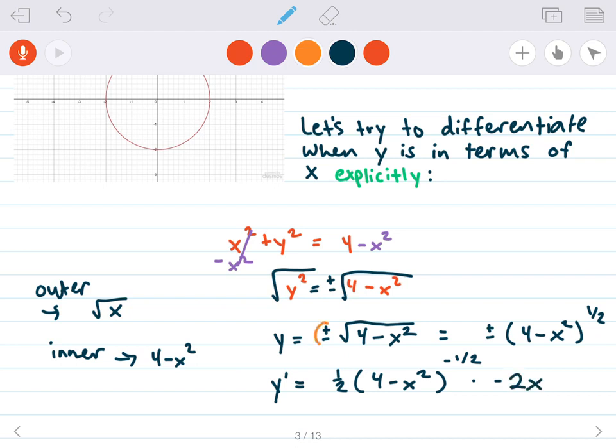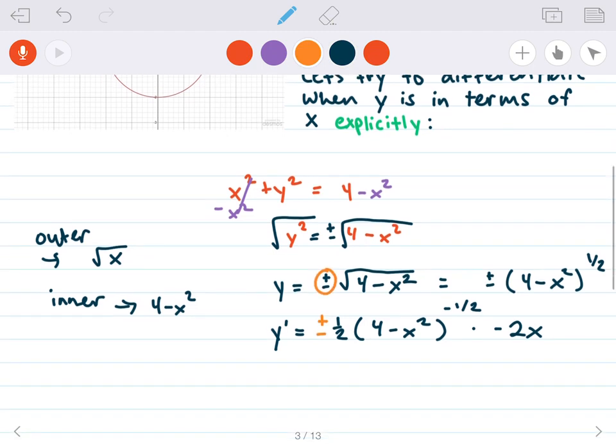And remember, this is very important: this plus or minus is going to stay down there with it. So if I clean this up just a little bit, I notice this negative 2 multiplied by 1/2 is just going to give me negative 1. And so what I have is plus or minus negative 1 times x times 4 minus x squared to the negative 1/2, and maybe I'll even write this like this: negative x over the square root of 4 minus x squared. So this is my derivative written explicitly.